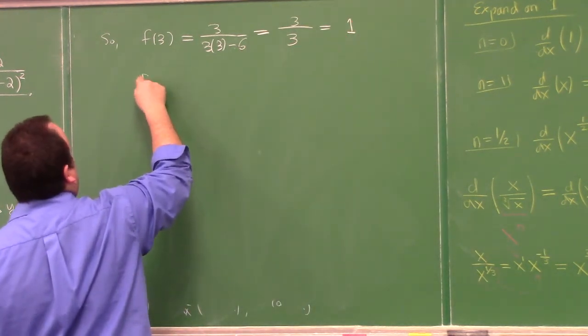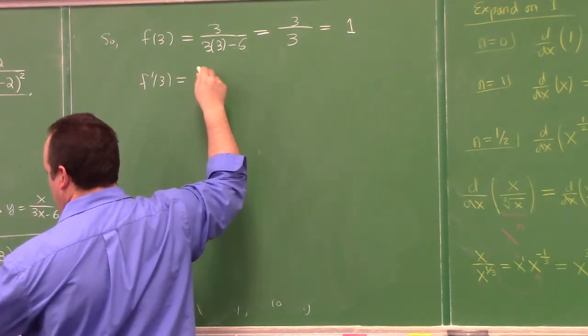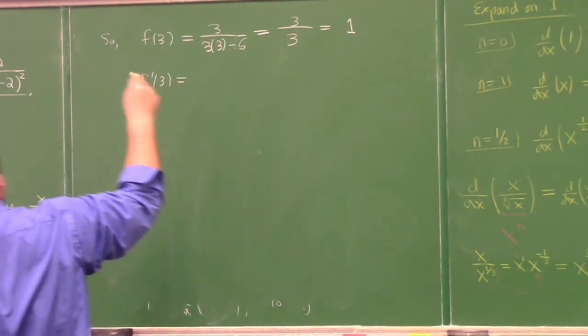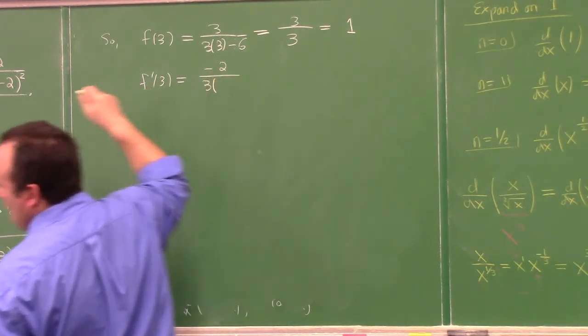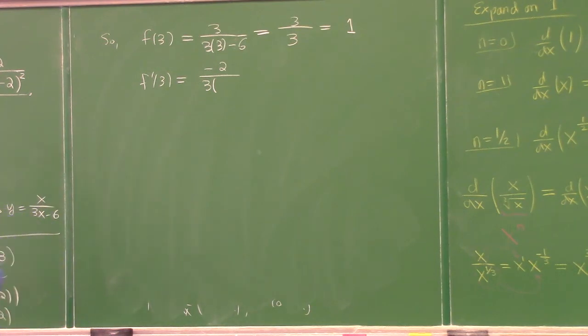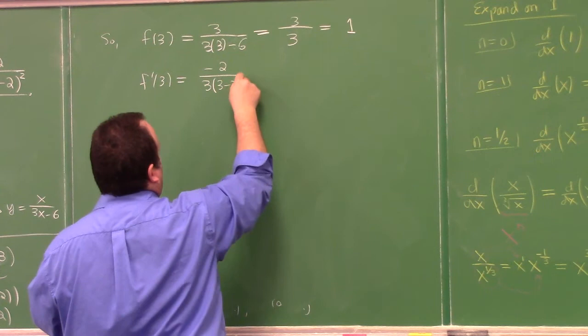That's right. F prime of 3 is, well, what's the formula? Minus 2 over 3 times a minus 2. Well, a is 3 here, right? 3 minus 2 quantity squared.